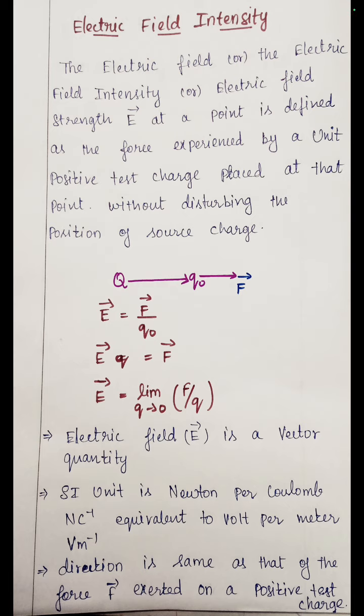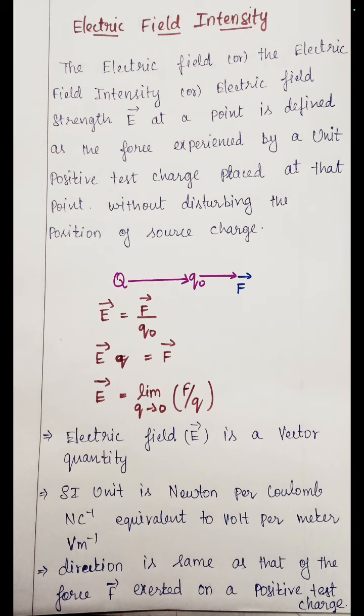And here we have written the limit q tends to 0 because we make q naught very small. The q naught also creates an electric field around it, and due to that electric field, the source charge experiences a force and tends to move out of its location. So we can't calculate the electric field of the source charge. So we make q naught very small. If we make q naught very small, the source charge experiences a small, negligible force from q naught and it remains at its original location.